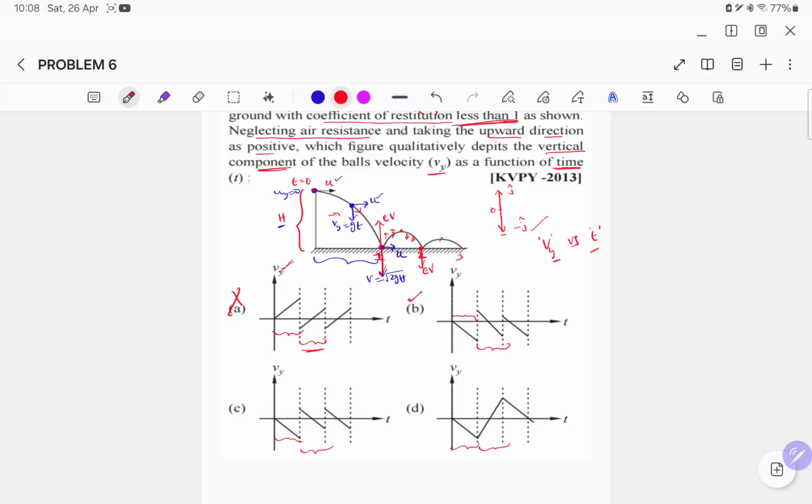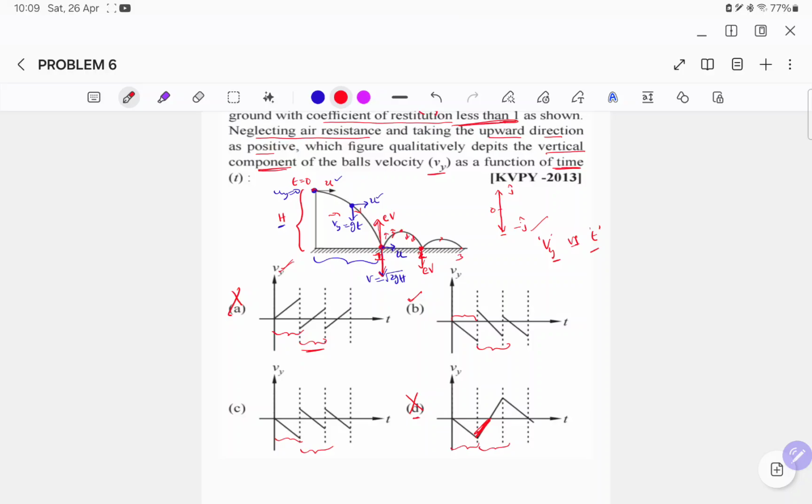Let me check B, C, D. See here in option D, in this slot the graph is still in the fourth quadrant, which means in option D velocity is still negative, whereas velocity is positive, isn't it? So there itself I have a chance of deleting option D. Option D is a wrong answer.